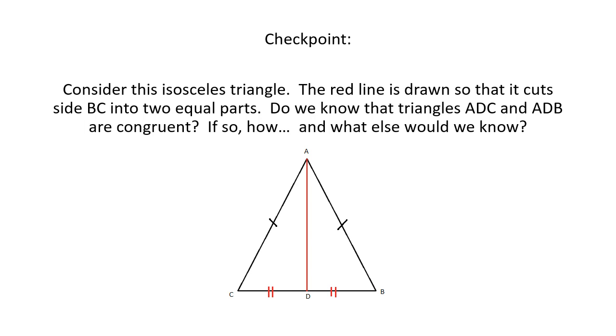So what do you know about triangles ADC and ADB? Do we know that they're congruent? If so, how do you know that they're congruent? And then if they are congruent, what else would we know about those two triangles or even about that isosceles triangle? So what else would we know based on all this? So I'll let you think about that.